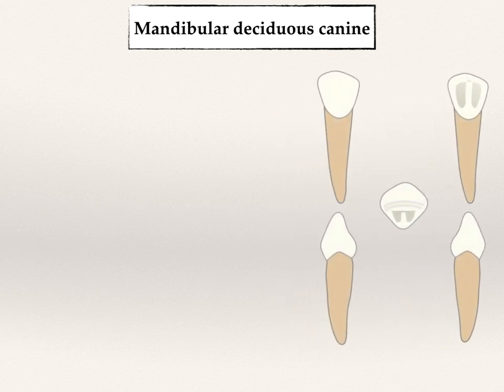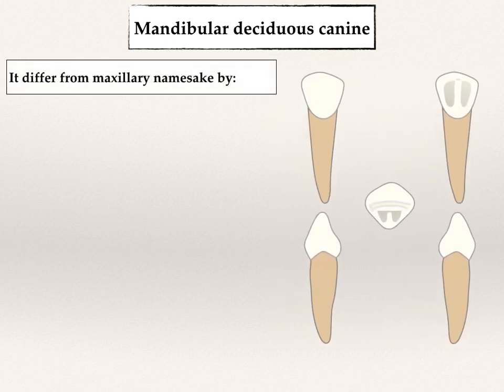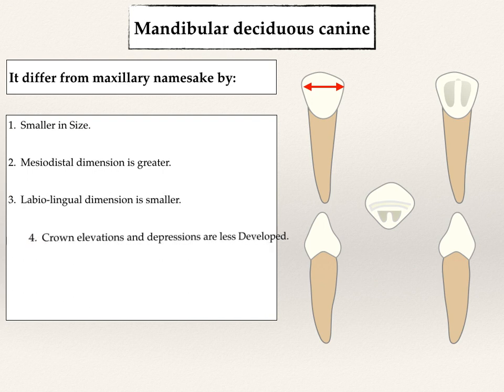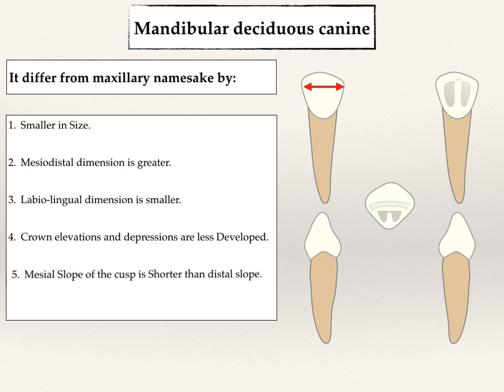Mandibular deciduous canine. It differs from its maxillary namesake in that it is smaller in size. The mesiodistal dimension is greater, and the labiolingual dimension is smaller. The crown elevations and depressions are less developed. The mesial slope of the cusp is shorter than the distal slope. Crown and root lengths are shorter.